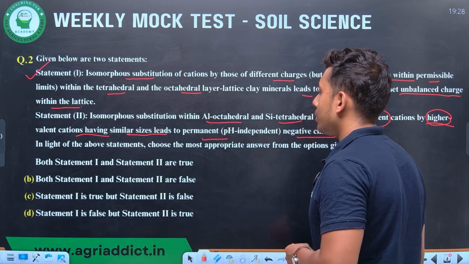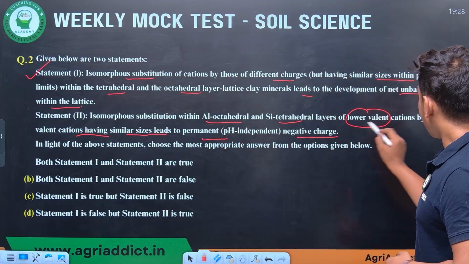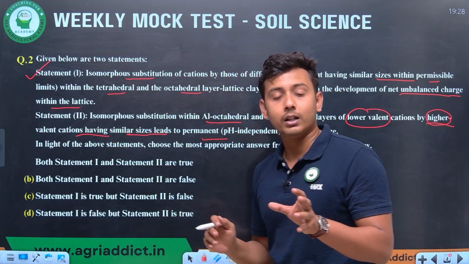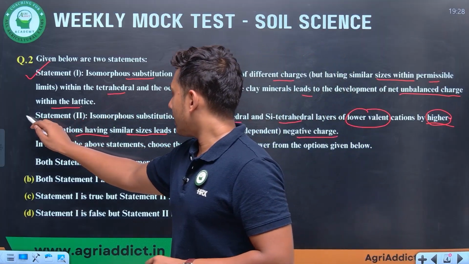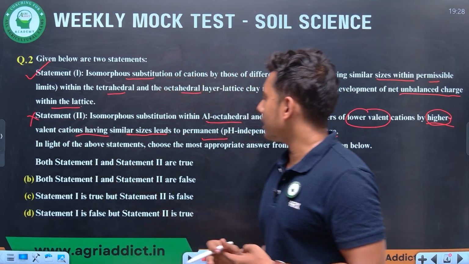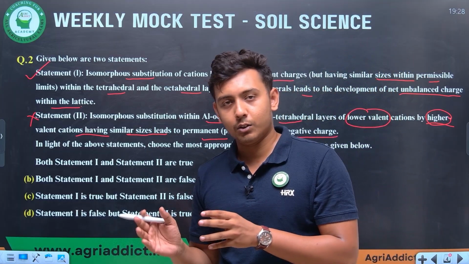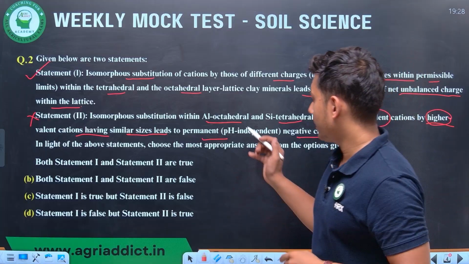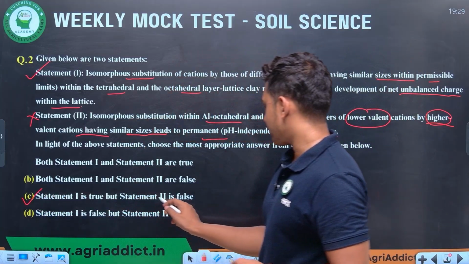Statement 2 says isomorphism within the aluminium octahedra and silica tetrahedra involves substitution of lower valent cations by higher valent cations. It will be wrong, because as we already learned, higher valent cations should be replaced with lower valent cations, and by this the excess negative charge will be formed. So this will be false. The answer is: statement 1 is true, but statement 2 is false.